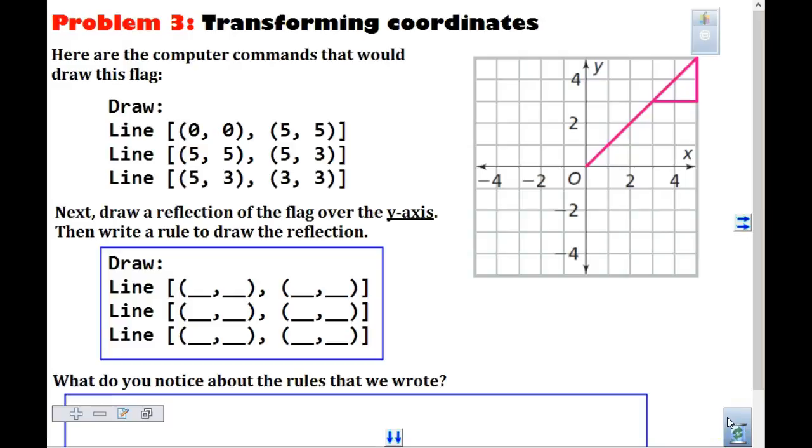So now I want you to take a look on the top of the next page. We don't have too much more, it goes pretty quick.